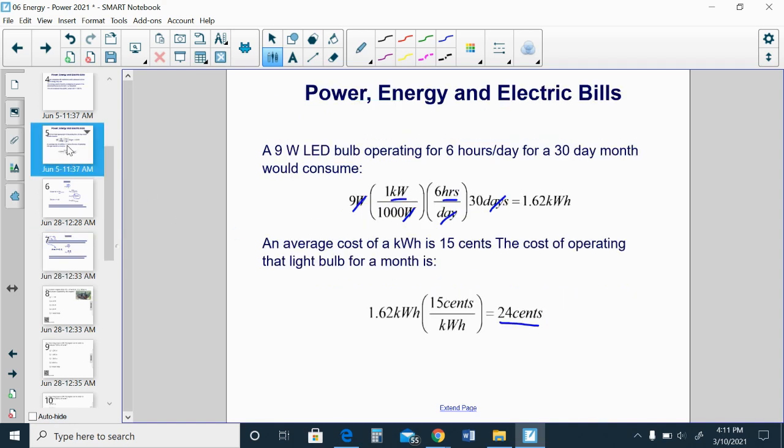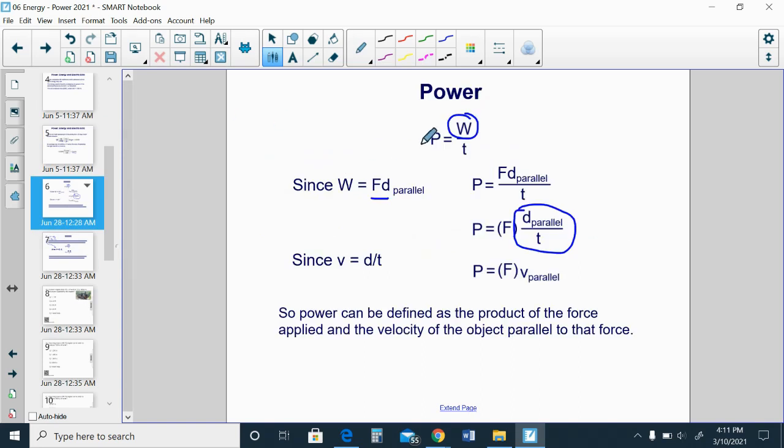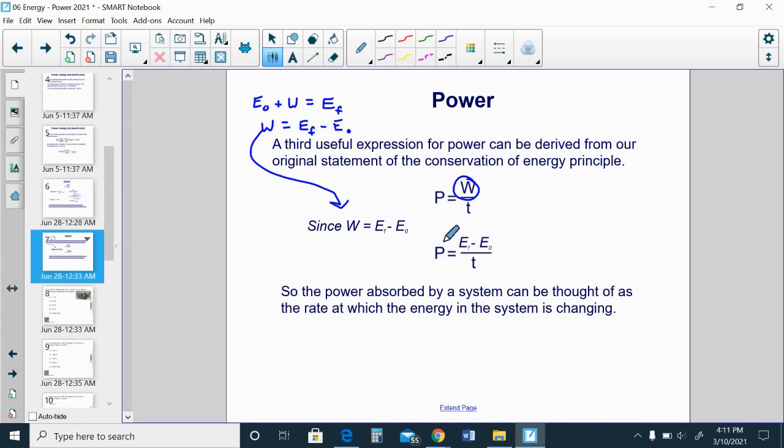So three different expressions. We have the base equation of power equals work over time. You also have the other expression here where power is equal to the force times the parallel velocity. And this third expression where power is equal to the change in energy, final energy minus initial, over time. So three different expressions, and you can solve for many different variables using them.